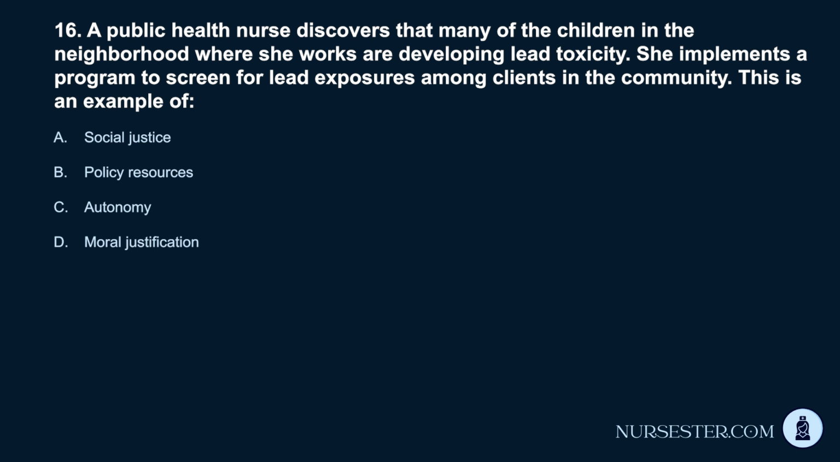16. A public health nurse discovers that many of the children in the neighborhood where she works are developing lead toxicity. She implements a program to screen for lead exposures among clients in the community. This is an example of: A. Social justice. B. Policy resources. C. Autonomy. D. Moral justification. Correct answer: social justice.